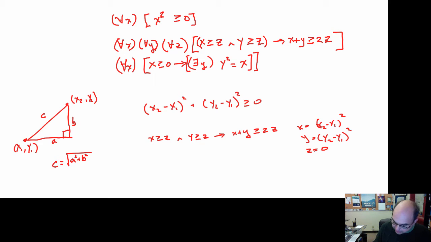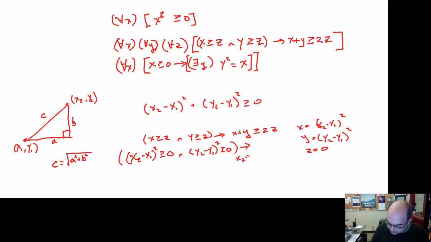So this theorem actually becomes: (x2 minus x1) squared is greater than or equal to 0, and (y2 minus y1) squared is greater than or equal to 0. I need parentheses around this. This implies that (x2 minus x1) squared plus (y2 minus y1) squared is greater than or equal to 2 times 0. Okay, so that's actually the instance of the theorem, and that's the word that we use, the instance of the theorem that we want.